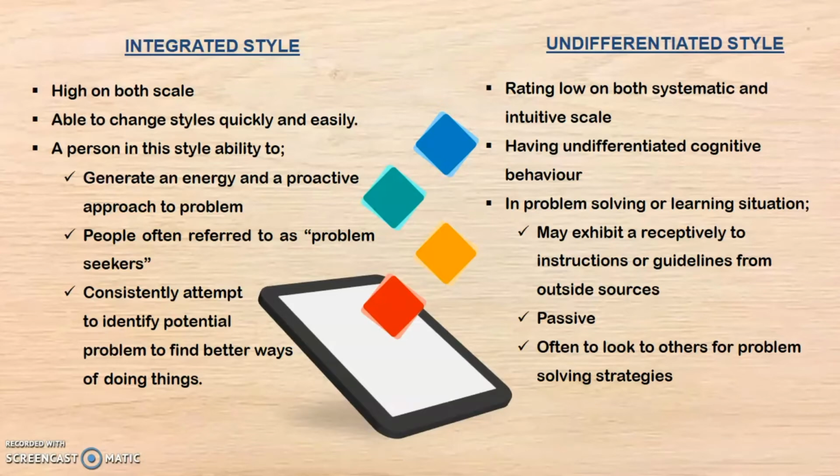So, the next style is undifferentiated style. In this style, the people rate low on both the systematic and intuitive scales. They have undifferentiated cognitive behavior for problem solving or learning situations. An individual may exhibit receptivity to instruction or guidelines from outside sources.